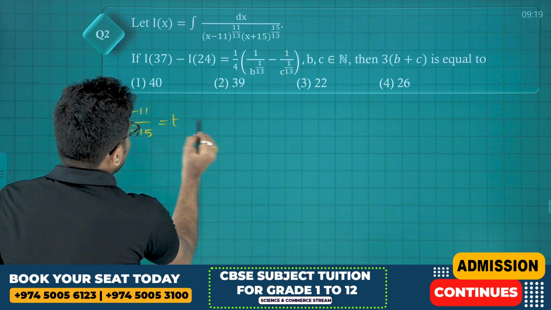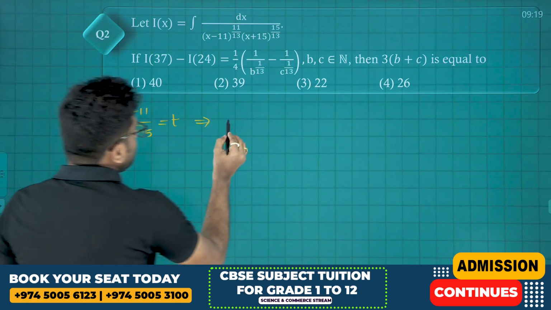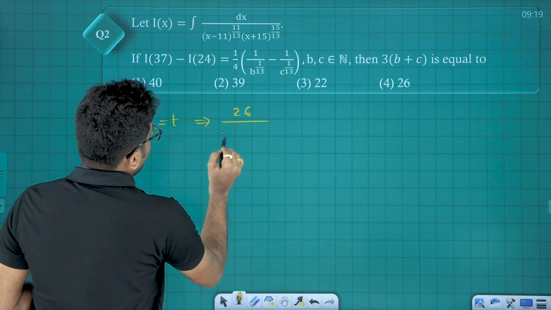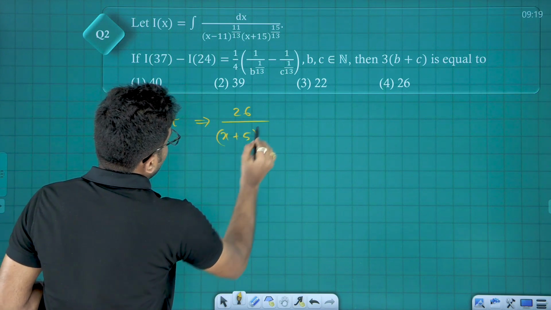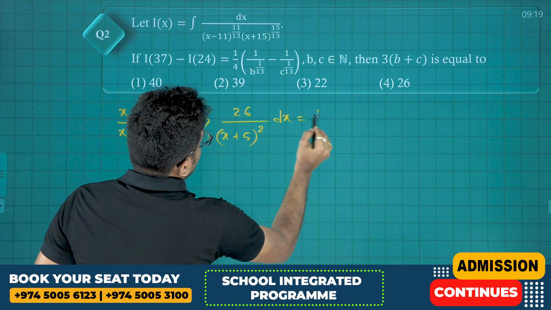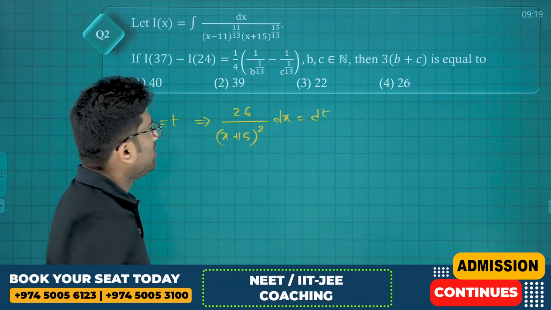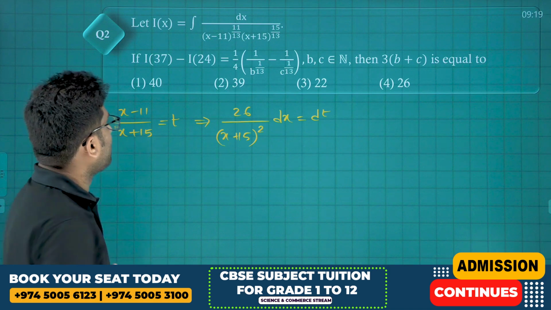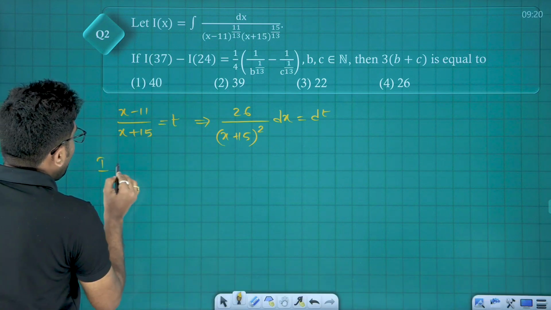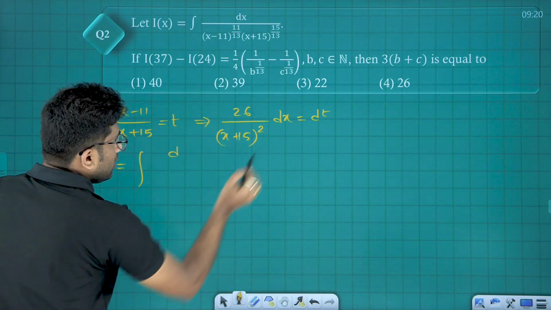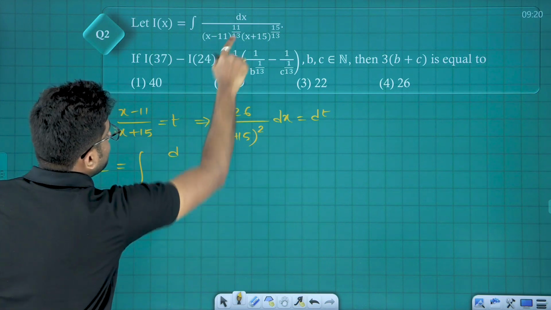If you take this as t, then 15 plus 11, 26 divided by (x plus 15) whole square dx equals dt. So nothing but dx by (x plus 15) whole square will be equal to dt by 26. So now I will be equal to integral dt, which is nothing but dx by (x plus 15) whole square.